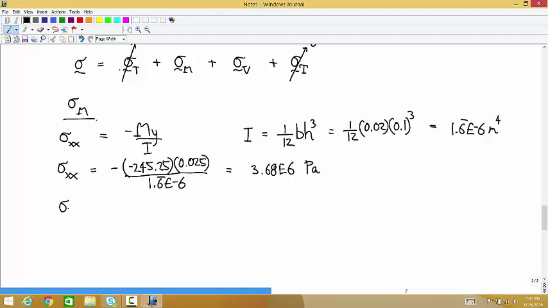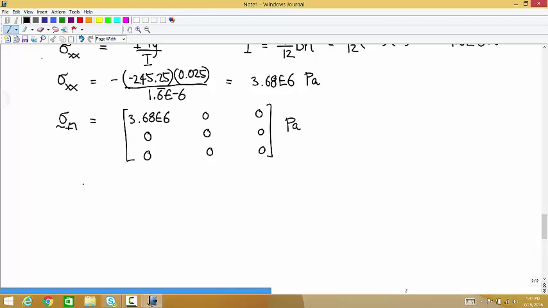Okay, so the stress tensor due to bending is 3.68 times 10 to the 6, zeros everywhere else. And now we'll do the stress due to the shear force.